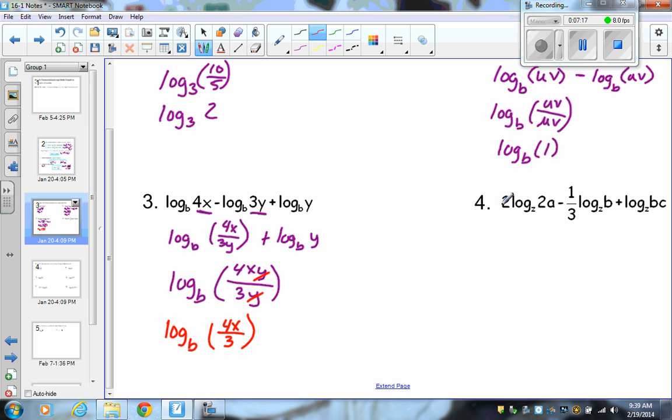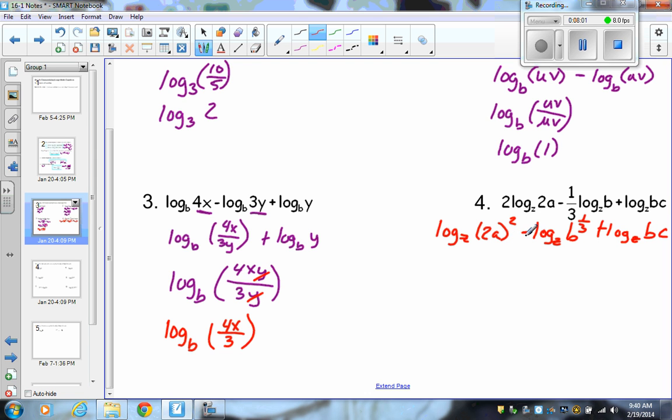Example 4, this is going to use our power property that says if I see a number in front that's being multiplied times the log, I can really take it and write it as the exponent. So first thing I'm going to do is take this 2 and write it as the exponent for 2a, and this 1/3 and write it as the exponent to b. So that's going to give me the log base z of 2a squared minus the log base z of b to the 1/3 plus the log base z of bc.